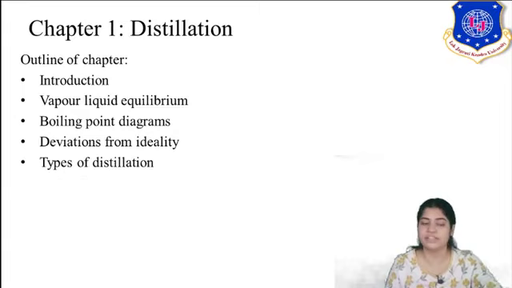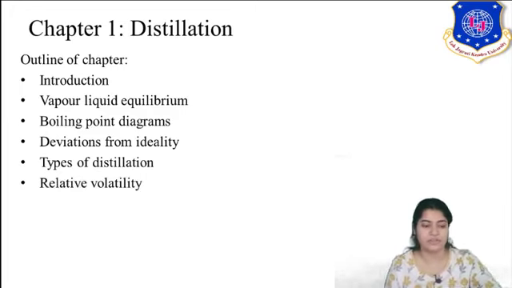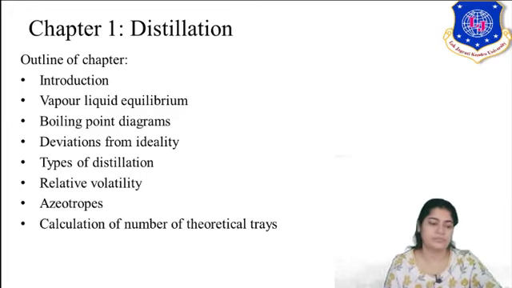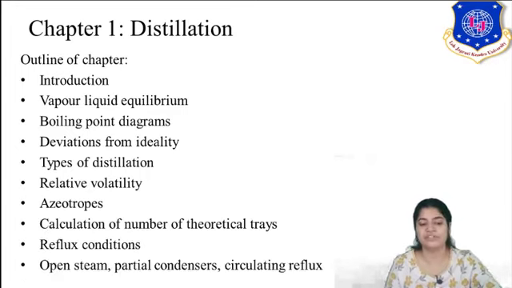Then the types of distillation, like extractive distillation, azeotropic distillation, then normal distillation. Then what is relative volatility? Azeotropes, calculation of number of theoretical trays, reflux conditions, open steam, partial condenser, circulating reflux, etc. These are the outline of your chapter.